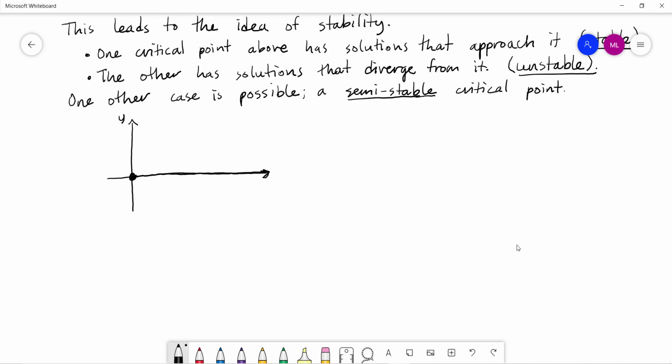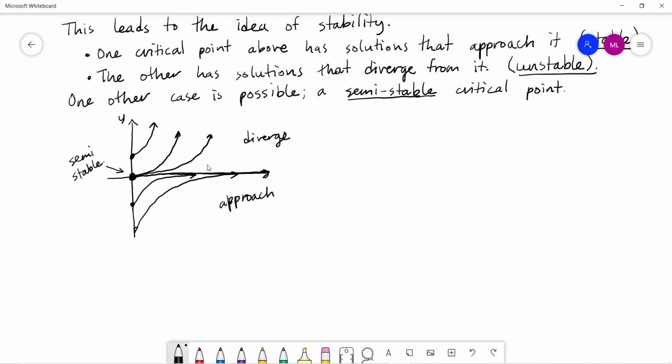Maybe on one side the solutions diverge away from that, but from the other side, they approach it. So from one side they diverge, and on the other side they approach. So it's stable from below, unstable from above, if that makes sense. Up here, these solutions go away. Down here, these solutions go to it. And that would mean that this equilibrium point right here would be semi-stable.